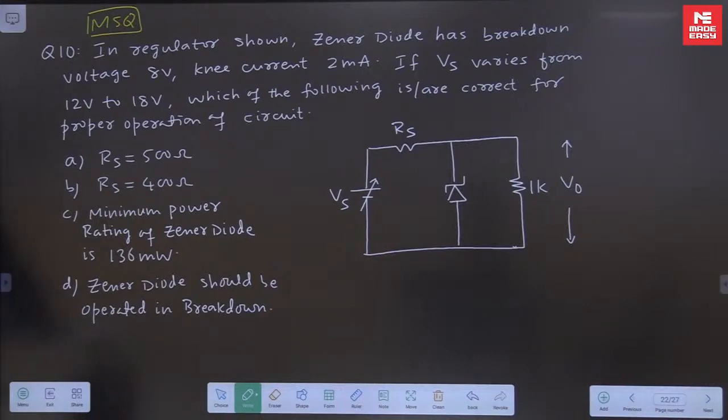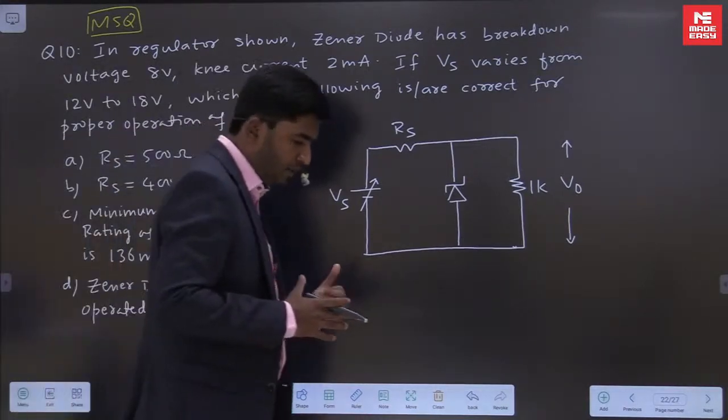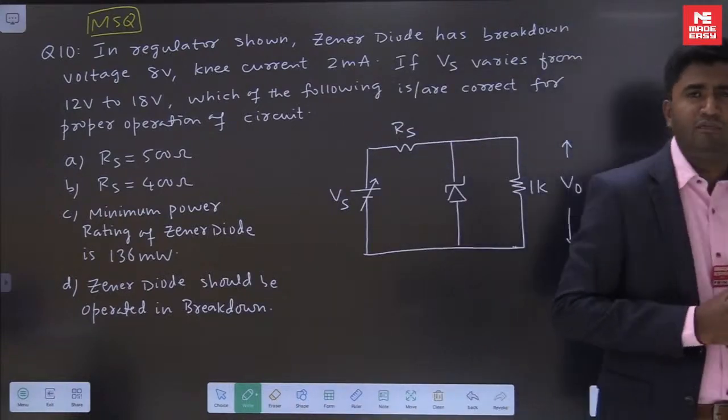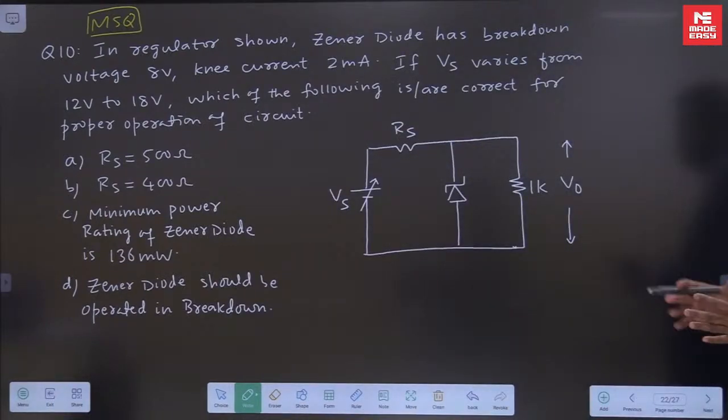In the regulator shown, Zener diode has breakdown voltage 8 volt, knee current 2 milliampere. If supply varies from 12 volt to 18 volt, then which of the following is correct for proper operation of the circuit? So please try to solve this question. It's a Zener regulator.